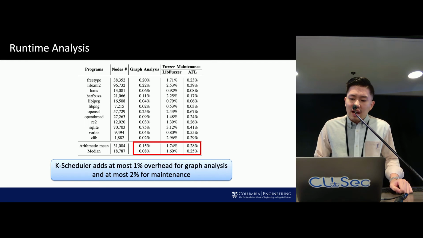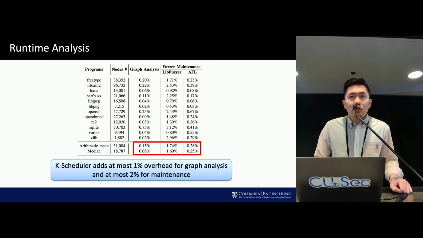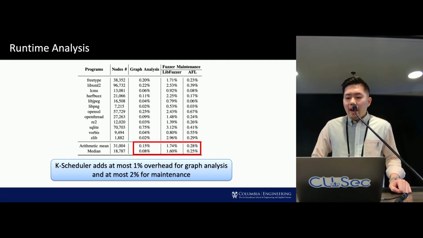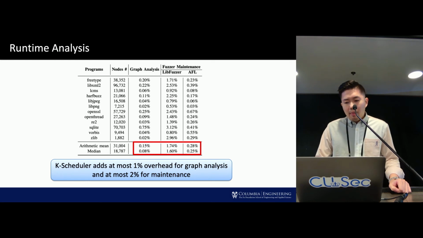In terms of runtime analysis, we break down the runtime of the case scheduler into two parts. One is graph centrality analysis. The second part is fuzzer maintenance. The case scheduler adds at most 1% overhead for graph analysis and at most 2% for fuzzer maintenance.